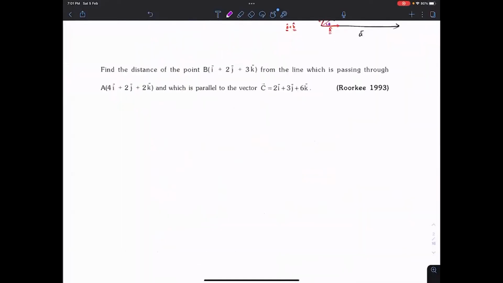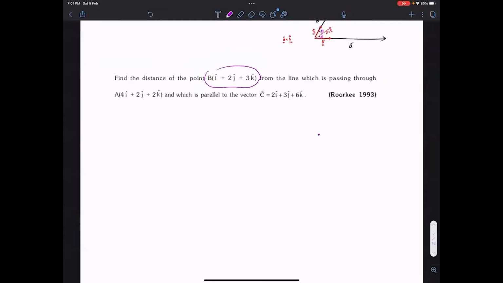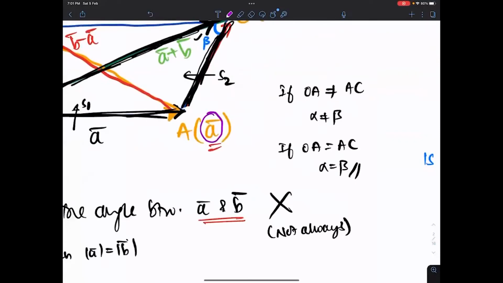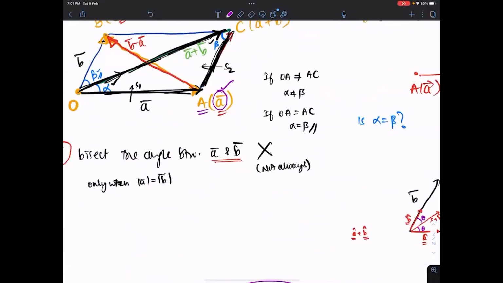Next, find the distance of the point. Okay. So there is a point whose position, like we have discussed earlier: whenever you are writing something in brackets with a bar, that means that is the position vector of that point A.